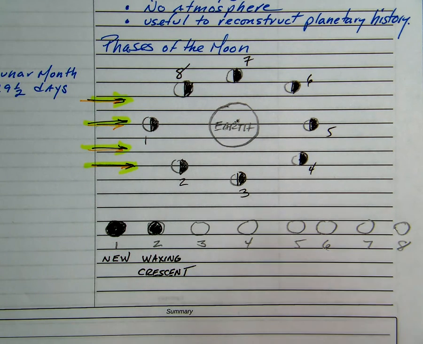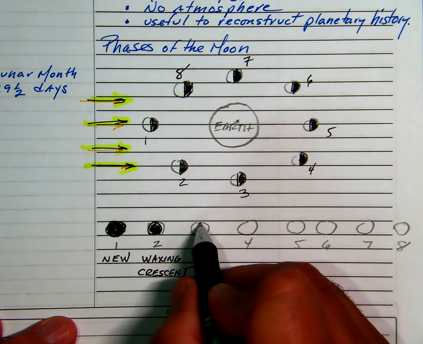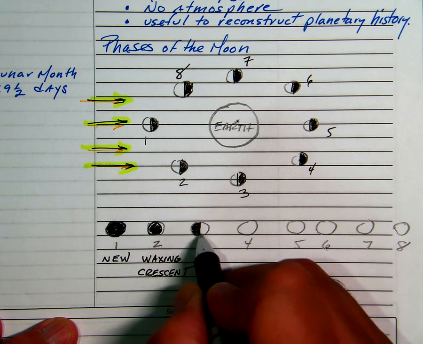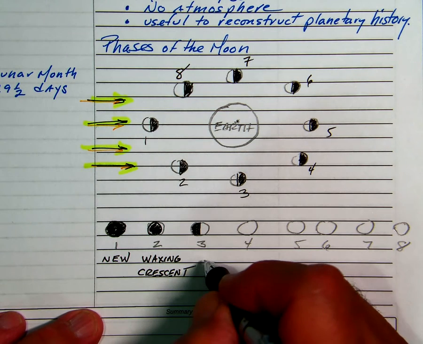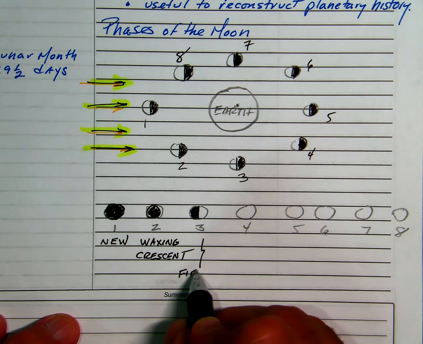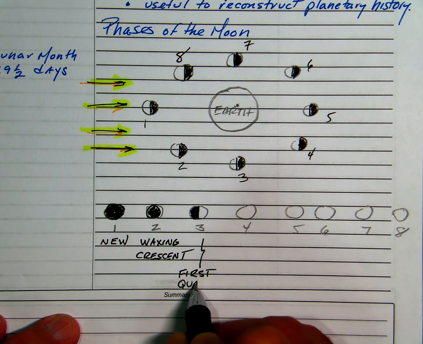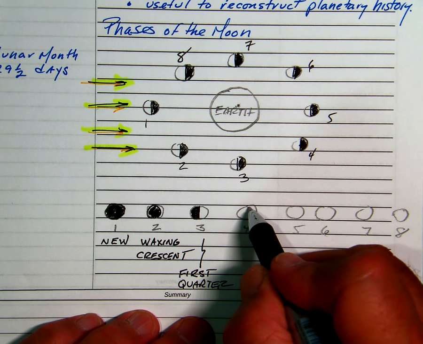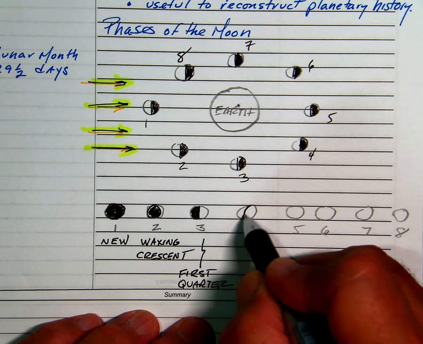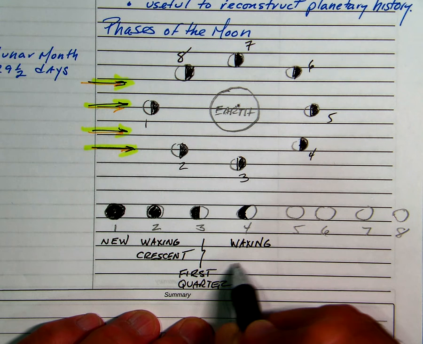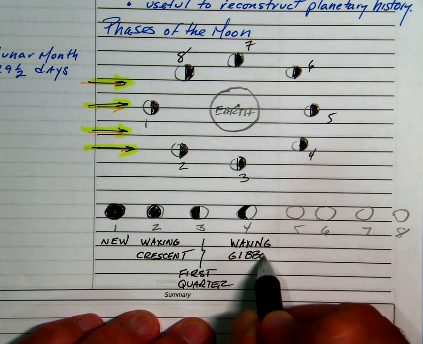Okay, and then the next one would be right in half, like this. Number 3 in this case would be first quarter. And if there's no room, I'm going to just put an arrow there. First quarter. Number 4 would be a waxing gibbous. So we see more of the moon. Waxing gibbous.